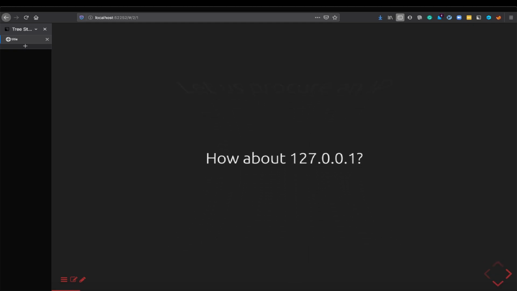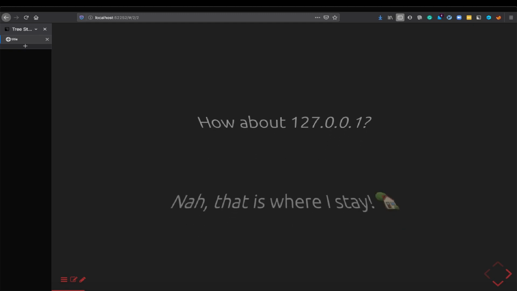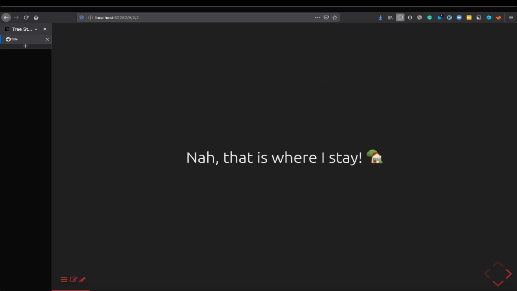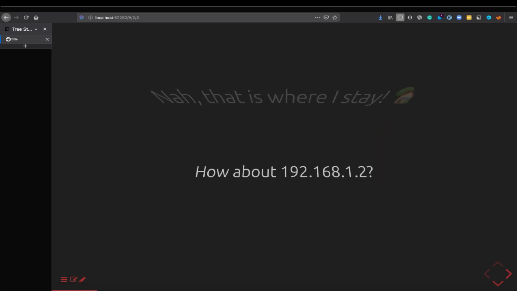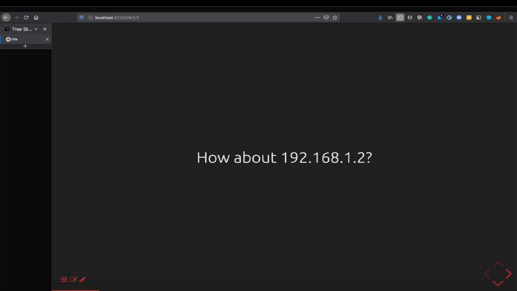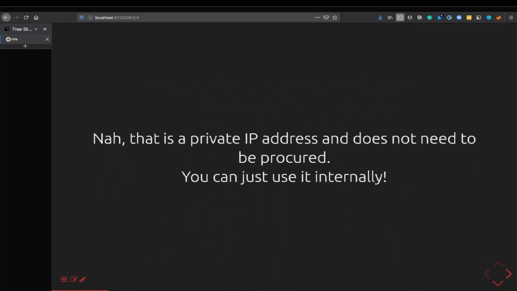How about 127.0.0.1? It's obviously localhost, so you do not have to procure that. How about 192.168.1.2? This is a private IP address, so it is not necessary to procure it. It is more like you can use it for your personal use. Okay, the other people in the world cannot really look at the IP address or look at this private address, so they cannot reach it. So this is of no interest to us.